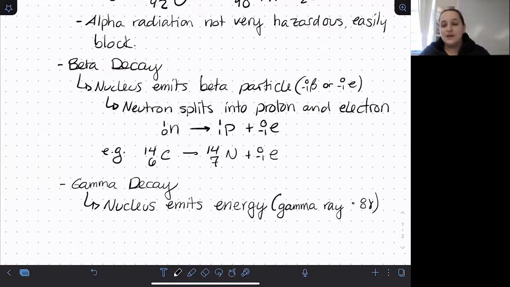Apologies. So gamma decay is actually capable of more significant cellular damage than most other types because it is very high energy. So it can cause different sorts of chemical reactions to happen in your cells that aren't supposed to happen, and that's when you get problems. And this also commonly occurs alongside the other types.